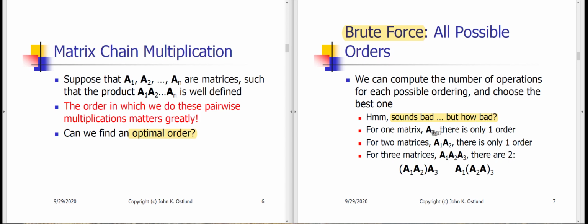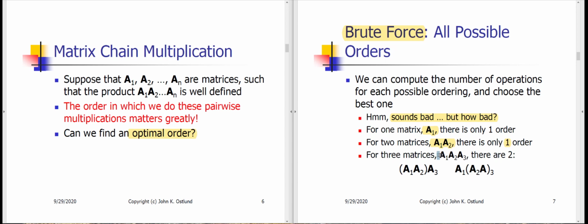Okay. So if we only have one matrix, that's nice. We only have one ordering, and in fact, we have 0 operations to do. If we have 2 matrices, there's also only one possible order because, as we said, matrix multiplication is not commutative. So A1, A2 is not the same in general as A2, A1.